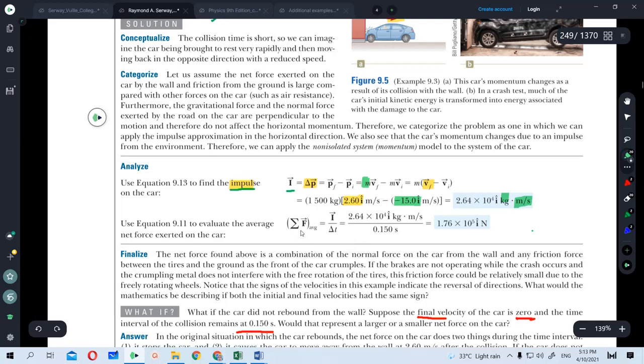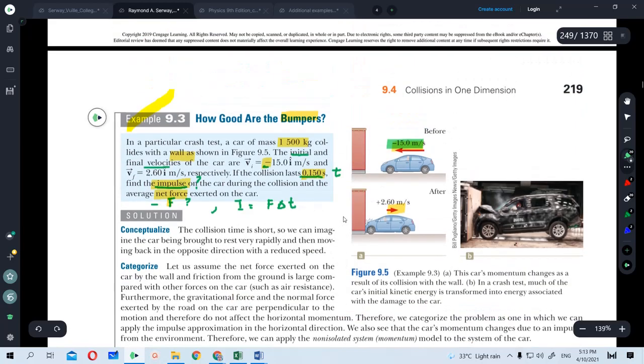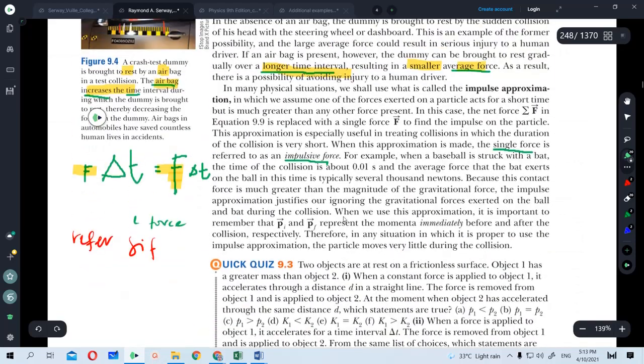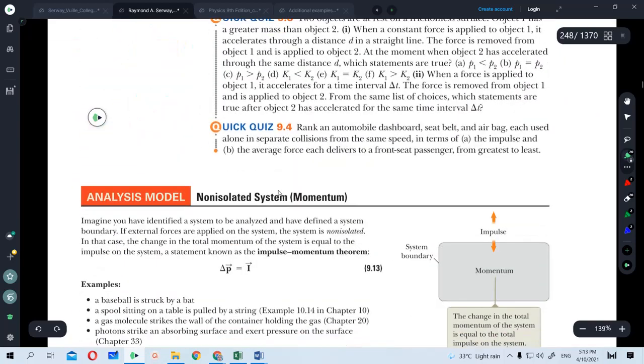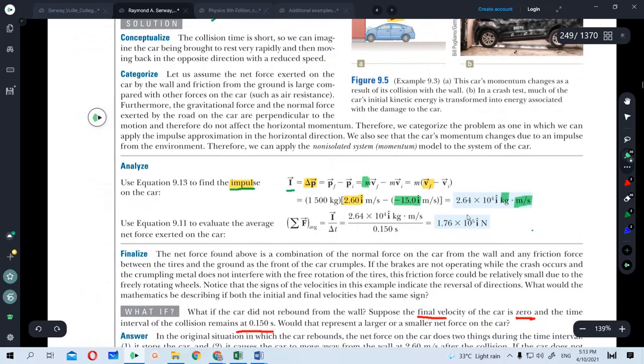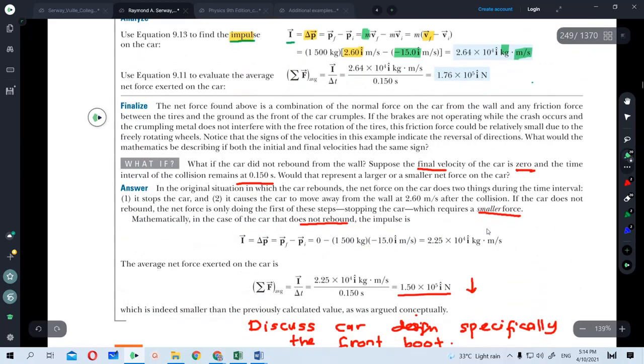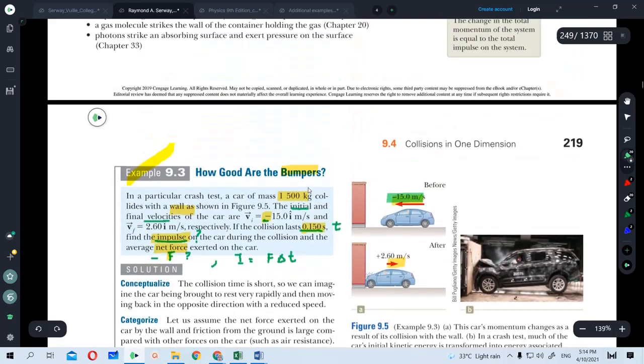Calculating the force would be using the impulse-momentum theorem, just now, here. Combine them together, taking this momentum change, or impulse, and dividing by the time, arriving at 1.76 times 10 to the power of 5 newtons.